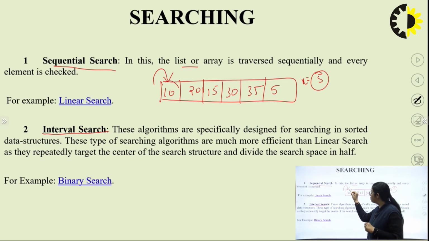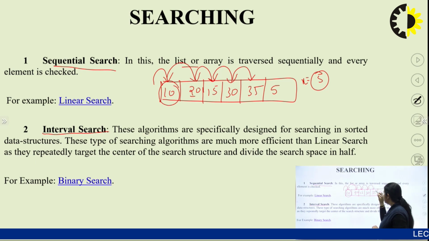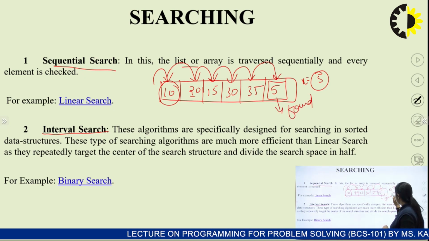First we search at this position, then we move to the second position. Here we check whether it is the particular element that we want to find. Again we move to the next position and check whether it is the element we want or not. If not, we move from one location to another. At the last location, we found the element that we want. That means the element is found at this position.